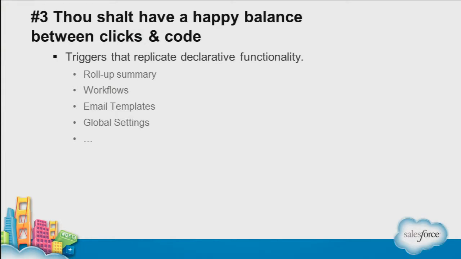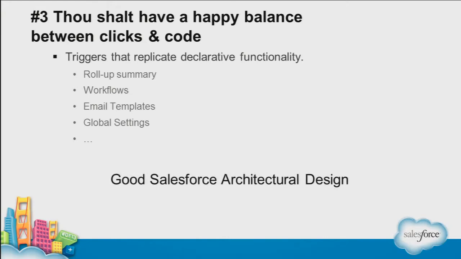I've seen orgs that have gone 100% code and just trying to change things, code not written brilliantly is just a bit of a minefield. But I've also seen it go completely the other way, where everything is declarative, and they're trying to do loads of workarounds, which could have been done very quickly in a bit of code. So it really comes down to good Salesforce architectural design.